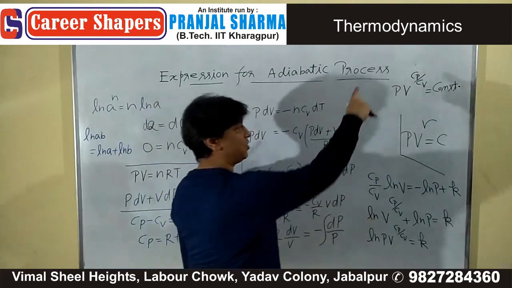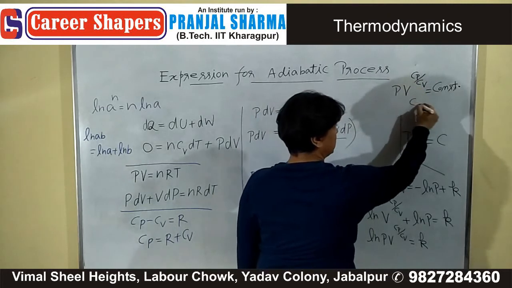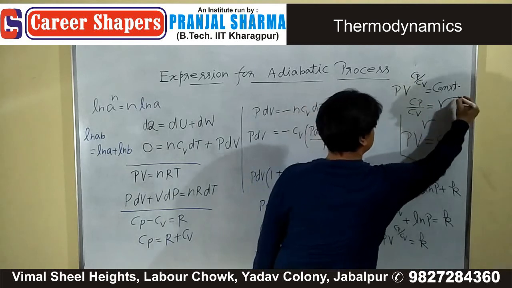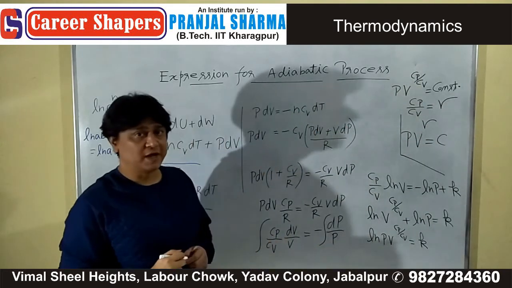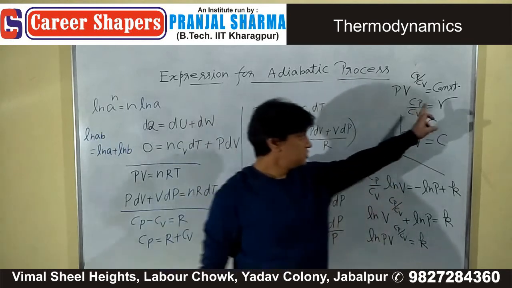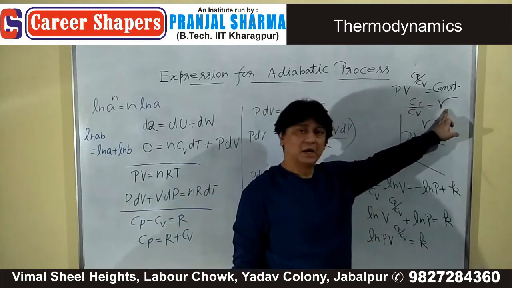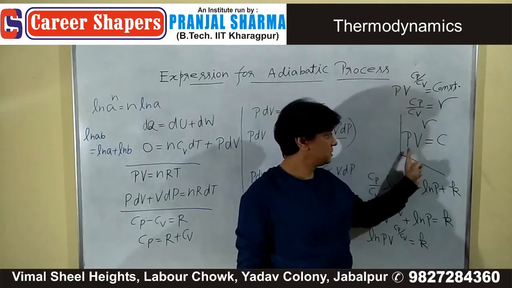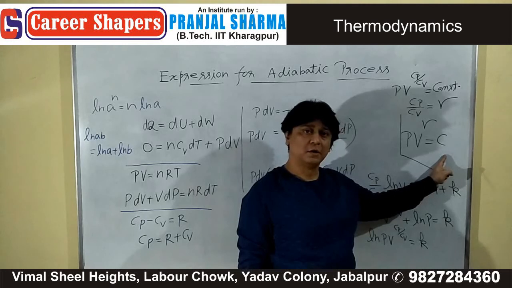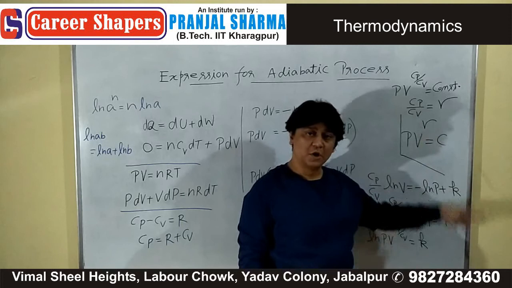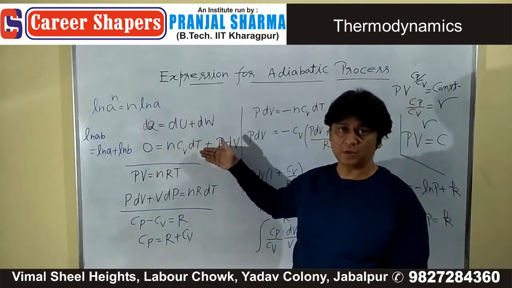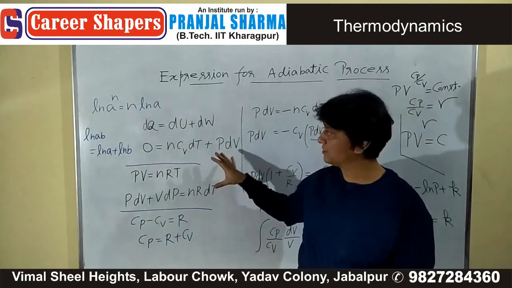Now, this power Cp upon Cv, in short, is called what? Adiabatic gas constant gamma. Now, once you say it is gamma, you can see PV gamma is what? Constant. We have developed an expression for the adiabatic process with the help of the first law of thermodynamics. That's how you take advantage of these things.